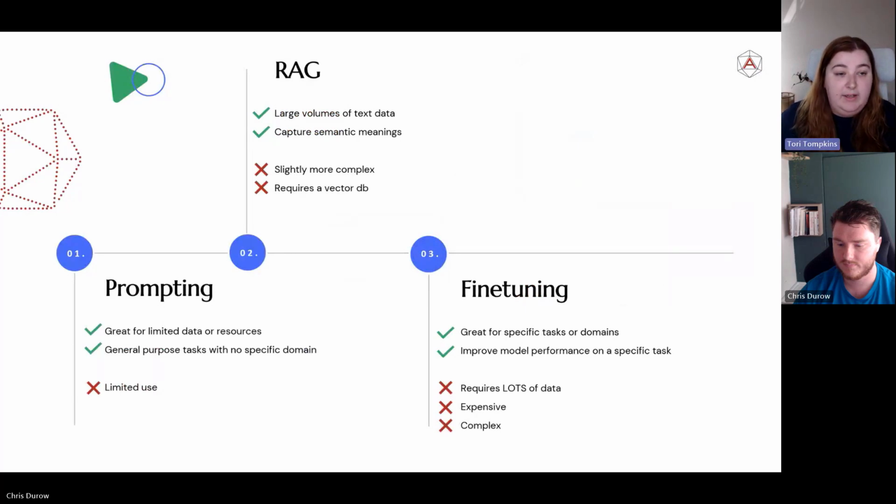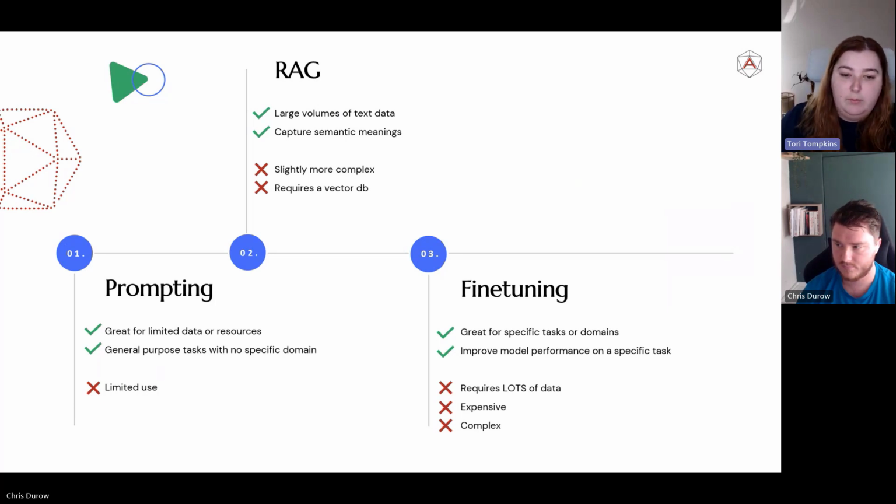We go one step up here, which is when we want to look at RAG. RAG is brilliant if you've got large volumes of text data, great if you've got industry specific text data, and if you want to capture the semantic meanings around your documents. It's not perfect, and we can go through why a little bit more, but generally it's slightly more complex than prompting, requires you to have a vector DB, and sometimes it's still not accurate enough.